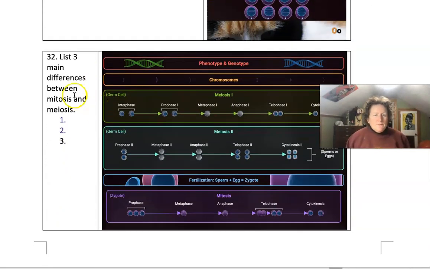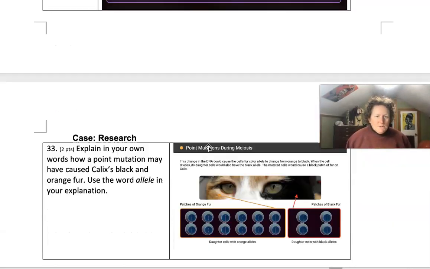List 3 main differences between mitosis and meiosis. We have talked a lot, and there are a lot of good differences here in the diagram, so I'm going to let you study that up close yourself.